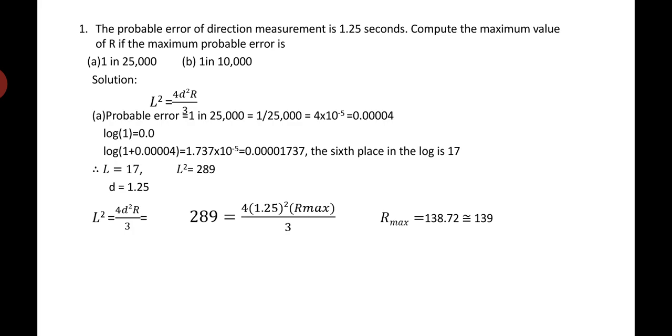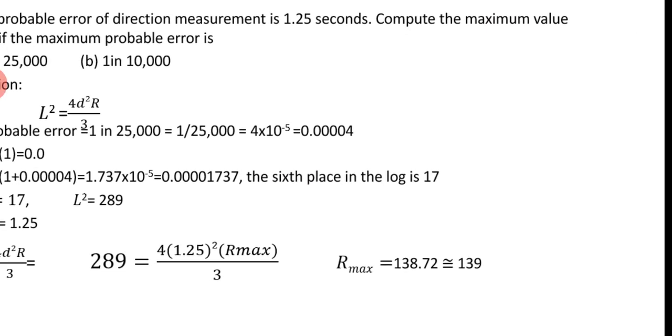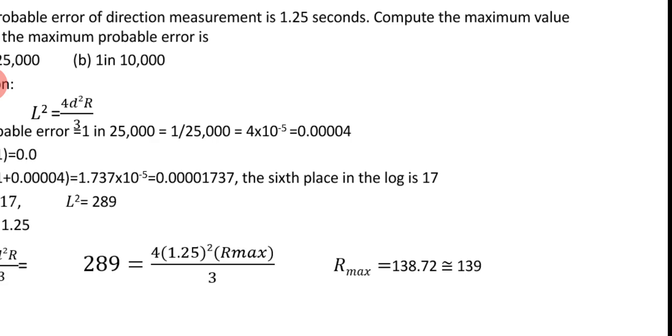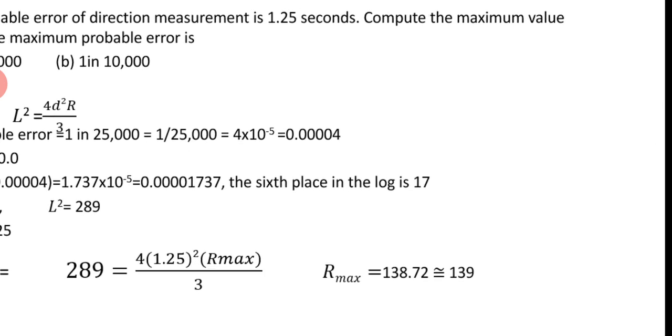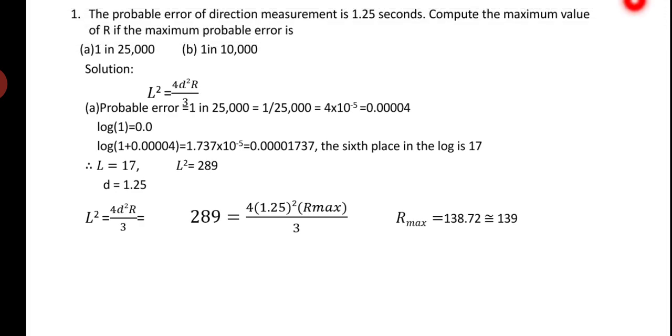Now here, the probable error 1 in 25,000 is 4 into 10 raised to minus 5, it is going to be 0.00004, right? Log of 1 is 0.0, log of 1 plus 0.00004 is going to be 1.737 into 10 raised to minus 5. This is the sixth place. Now here sixth place is 17, right? Now if you count here, sixth place is 17. Now L is equal to 17. This is what you have to keep in mind. Here this is the sixth place.